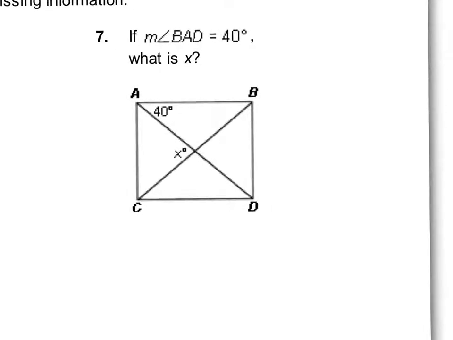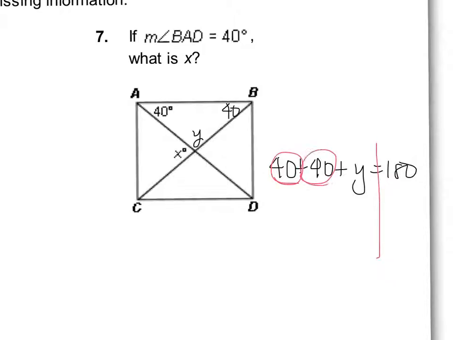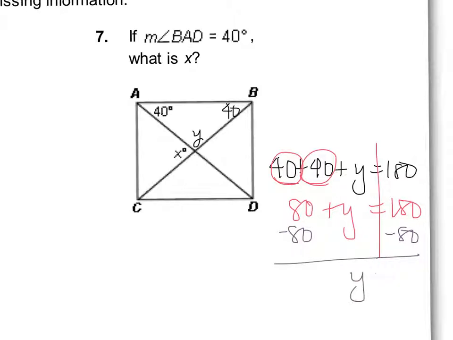Number 7, if BAD equals 40, what is x? Oh, this one's a little bit trickier, but we'll still figure it out. So going with what we know, if this left one's 40, then the right one's 40. And I'm going to call this y in here. We also know that 40 plus y has to equal 180. If I solve, I'm going to add my 40s together. So 80 plus y equals 180. I'm going to minus 80 from both sides. And I get that y equals 100. So now I'm going to erase y and write in 100 there.